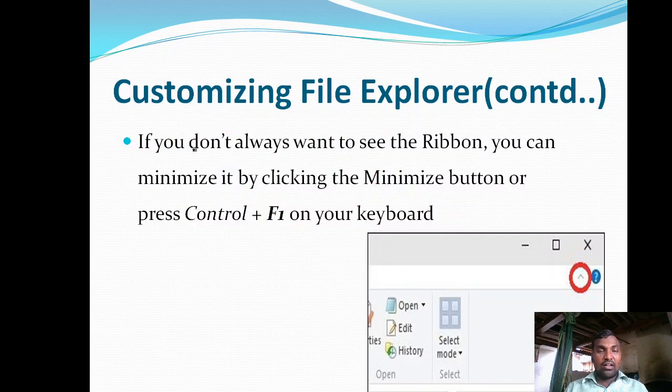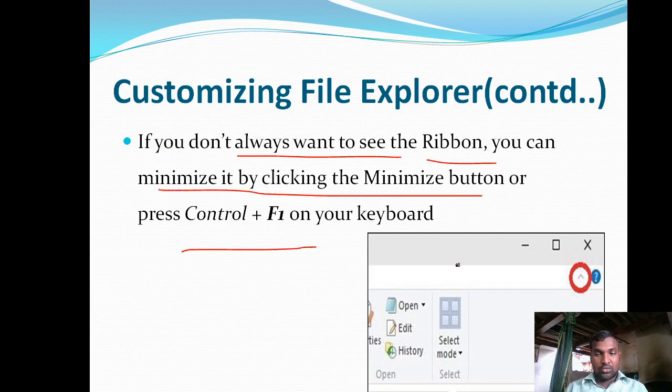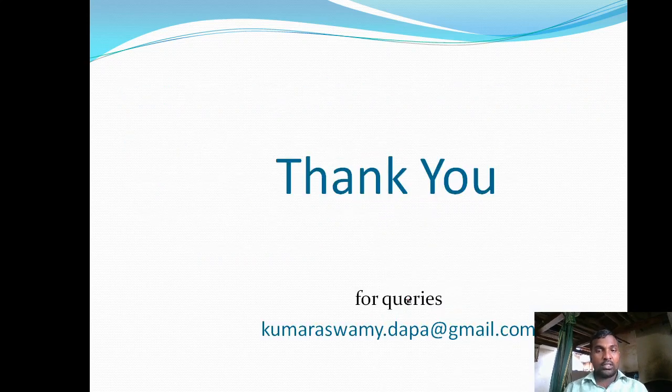If you do not always want to see the ribbon, you can minimize it by clicking the minimize button or pressing Ctrl F1 on the keyboard. So right click here, an option will be there, something like a greater than symbol. If you press this button, then the ribbon will be minimized. If you press this button again, the symbol is moved like this, and then the ribbon will be displayed.